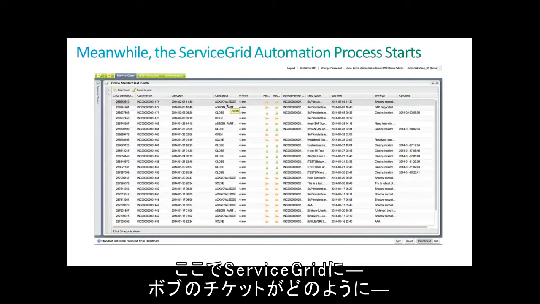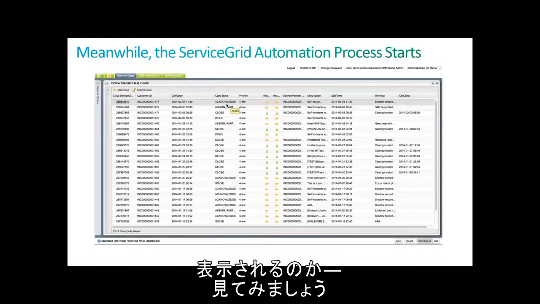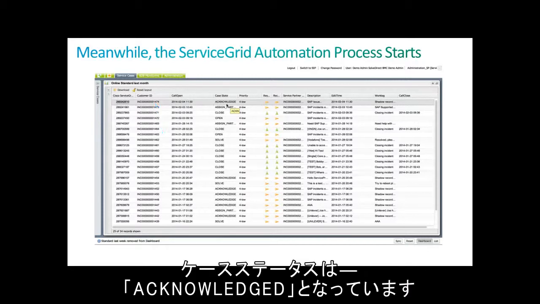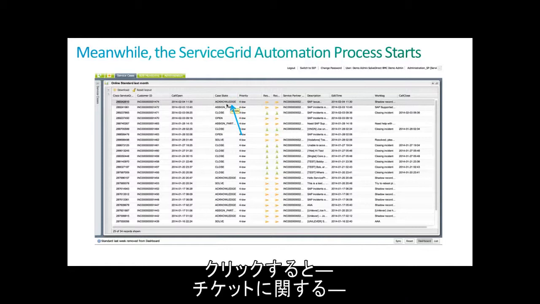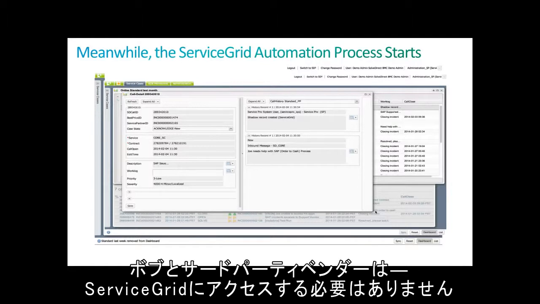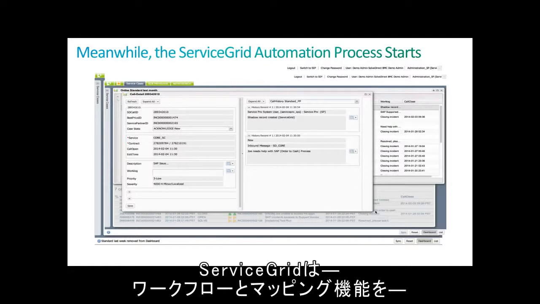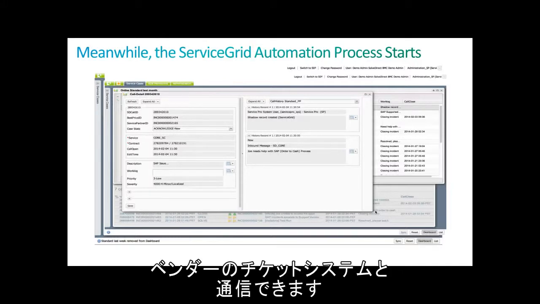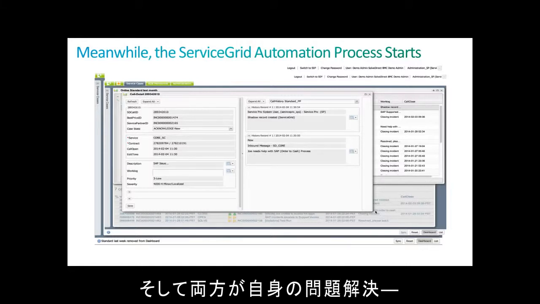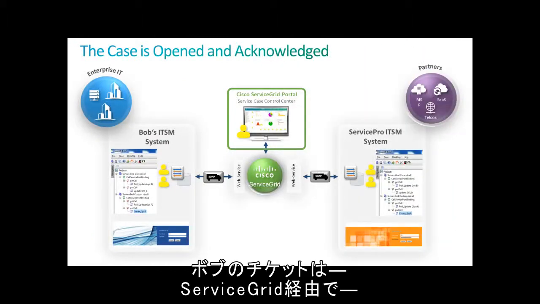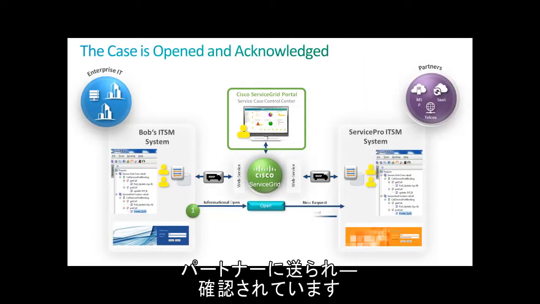Now let's take a look at ServiceGrid itself to see what it shows with Bob's ticket. This is the ServiceGrid console, and in it we see the ticket at the top with ticket number 1474. Also in ServiceGrid, the case status shows acknowledge. If we click on it, we can pull up a detailed description that shows the ticket details. Bob and his third-party vendor would never have to access ServiceGrid because with its workflow and mapping, ServiceGrid enables Bob's ticketing system to communicate with his vendor's ticketing system, and both parties can keep their own issue resolution systems and processes. So now Bob's ticket through ServiceGrid has gone to the partner and has been acknowledged.